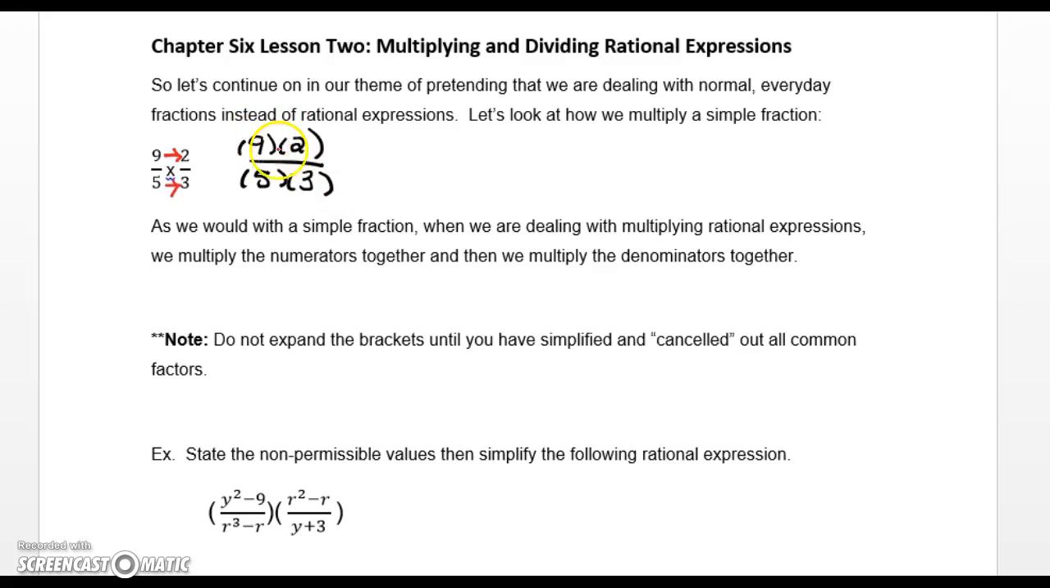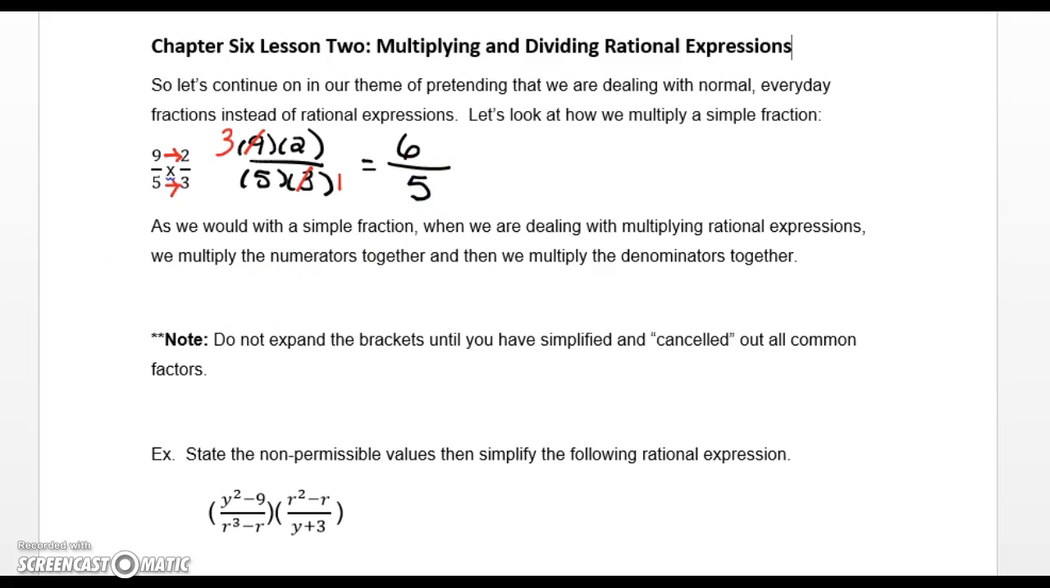So here we have a 9 and a 3. Those can both be divided by 3. If you divide 3 by 3, you get a 1. And if you divide 9 by 3, you get 3. Then you can ask if any other numbers are in common here. 2 and 5 are not, 3 and 5 are not, 2 and 3 are not. So you're actually all done there. Then we go 3 times 2 is 6 over 5 times 1 is 5.